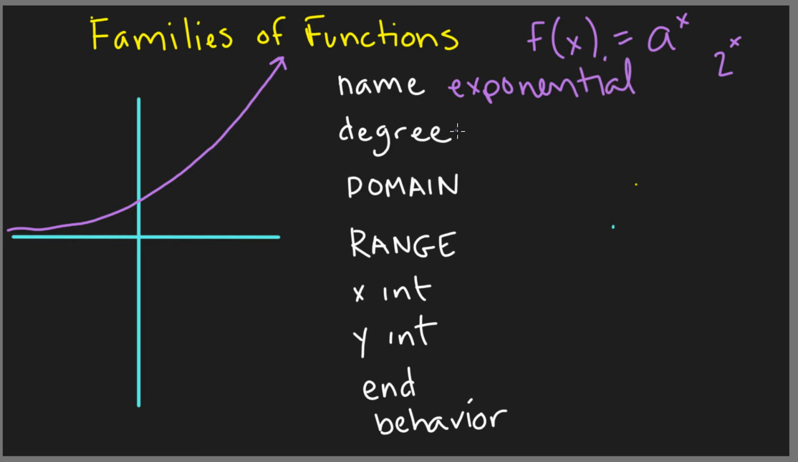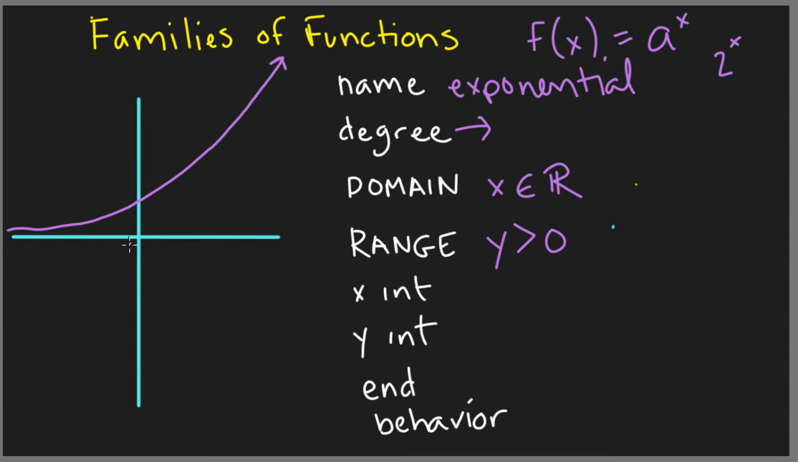Again, degree doesn't make any sense. Our degree is the x. My domain, we don't have to exclude anything. X is going to be a member of all real numbers. Now, 2 to any power is going to get closer and closer and closer to 0, but it's never going to reach it. So my range is going to be y is greater than 0.